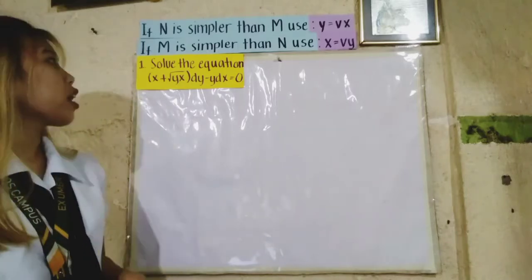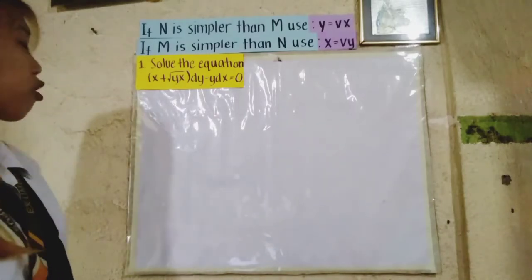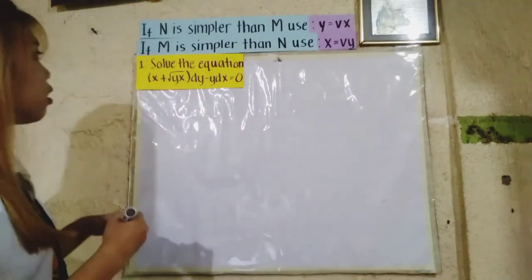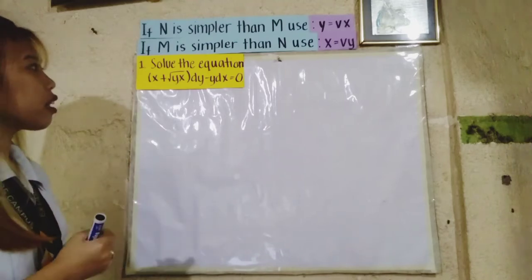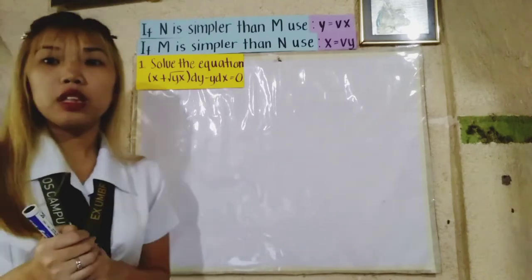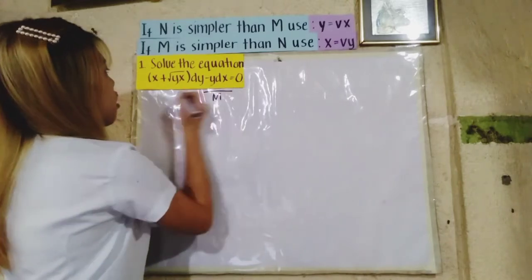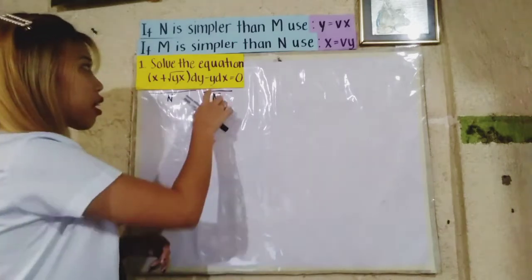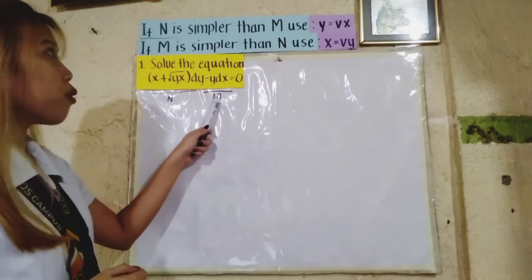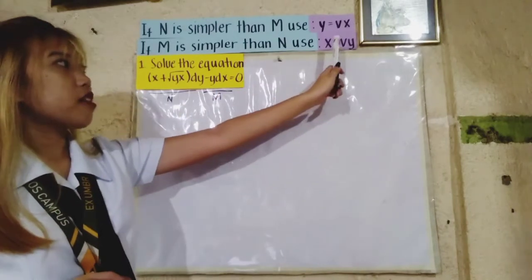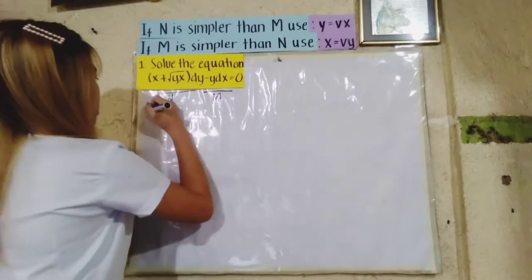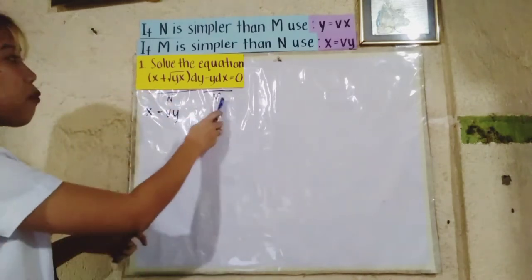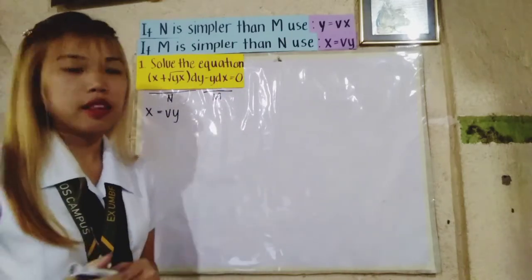Example number 1. Solve the equation x plus square root of yx dy minus y dx equal to 0. So, ito yung equation natin. Ang una natin titingnan kung sino yung mas madali. Kung si m term ba or si n term. Siyempre, yung mas madali is yung negative y dx. So, siya si m term. So, ang gagamitin natin na substitution is x equal to vy. Kasi, yung m natin is much simpler than n.